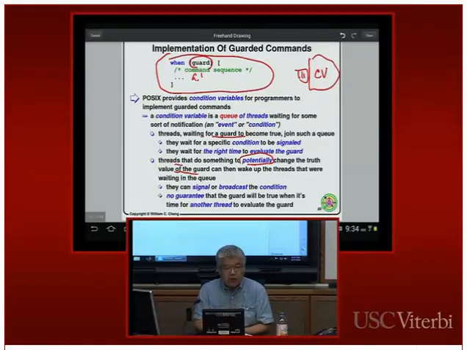Then what you need to do is wake up the threads that were waiting in the queue to evaluate the guard. So this other thread that can potentially change the guard can signal or broadcast the condition. The idea is that it will create that signal to say, hey, this thread has been waiting in the condition variable queue, now it's time for it to evaluate the guard. Or now it's time for that thread to have its turn to evaluate the guard.